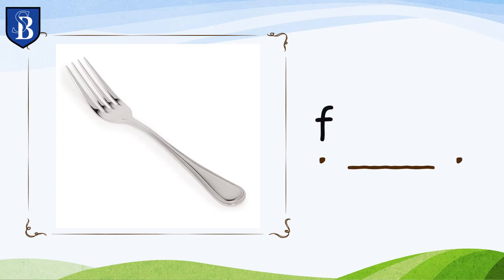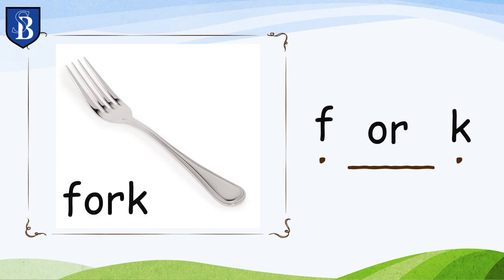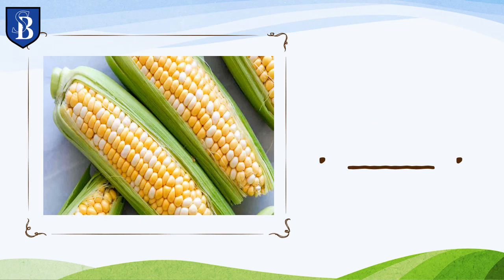The first letter we needed was F. The F sound at the start of the word fork is written using the letter F. O-R. The OR sound in fork is written using the letters O, R. K. The K sound, the final sound at the end of the word fork, is written using a K. F-O-R-K, fork.